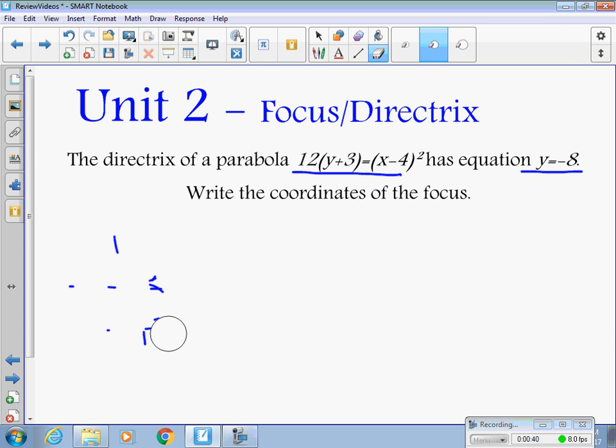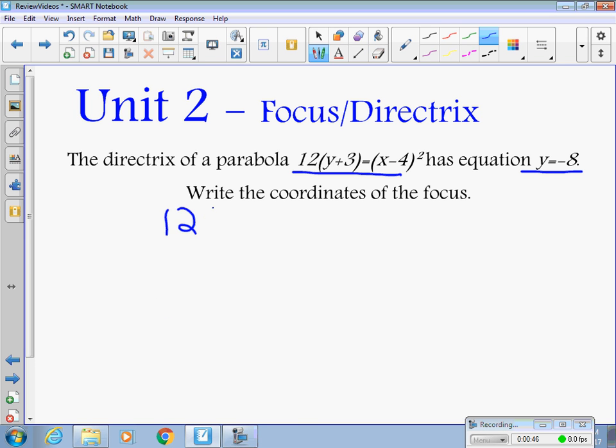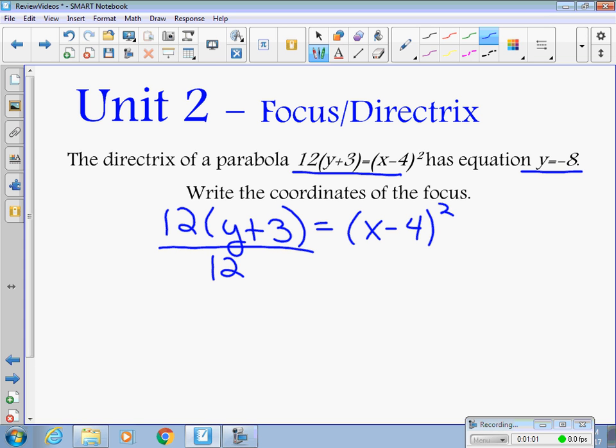So the first thing you need to do is notice that that equation is not in the correct order. So we need to solve it for y. But don't go all crazy and try to multiply through by 12 and square x minus 4. Let's just leave it in that format because that's the format we want. If we divide this side by 12, we're good to go here.